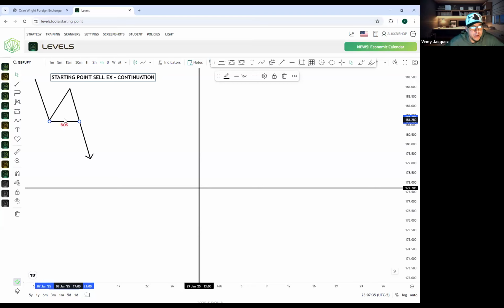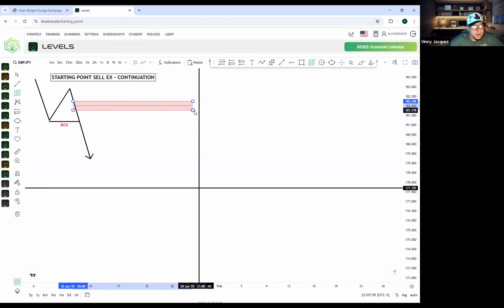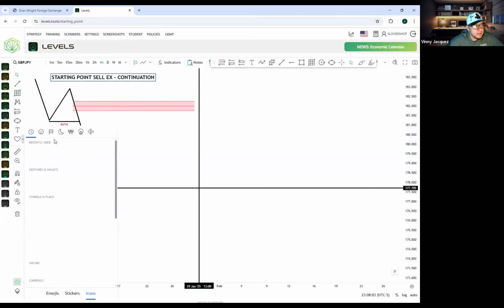So once we get a BOS, guys, what should we be thinking inside of our heads right now? Continuation. And it's literally right here as well, right? Continuation. We should be looking to continue to sell the market. So once we find our breakout rally to the downside, right, we have to find our starting point. Super, super important, right?